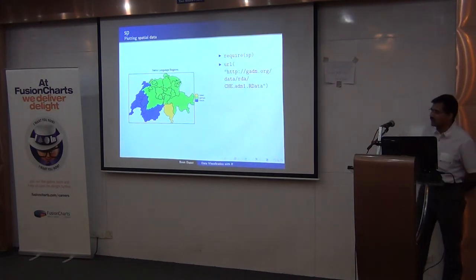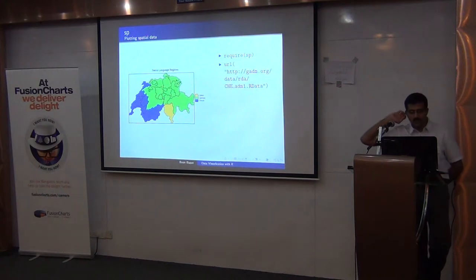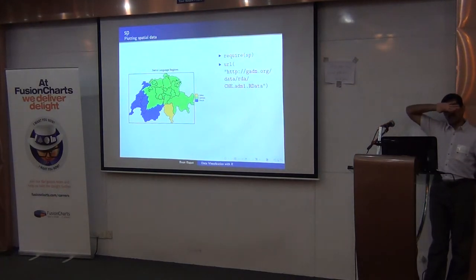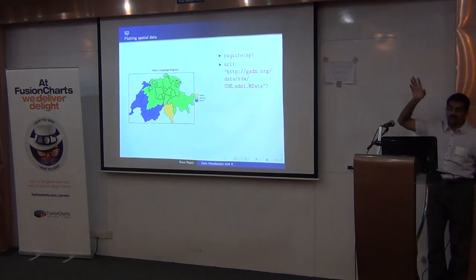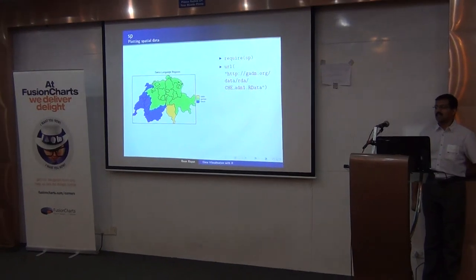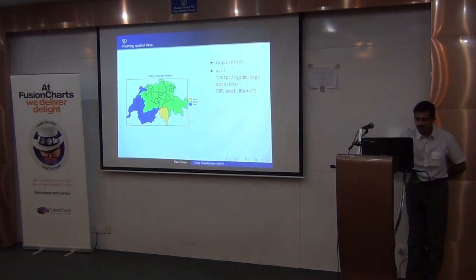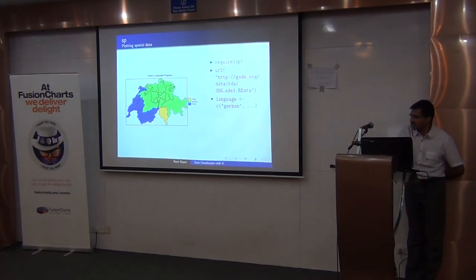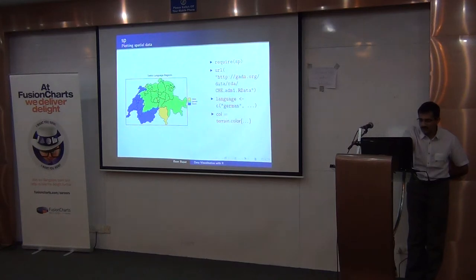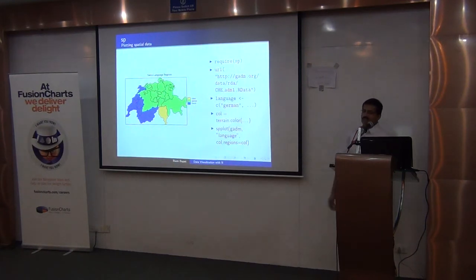This is the URL, gdam.org, and they in fact point to individual countries' own services. This is obviously a graph of Switzerland, showing which area is predominantly of which language people. So there is a vector of languages for each county or district, whatever it is, in the case of Switzerland. I'm just using the terrain palette, use spplot on this GADM object, and you get nicely colored areas.